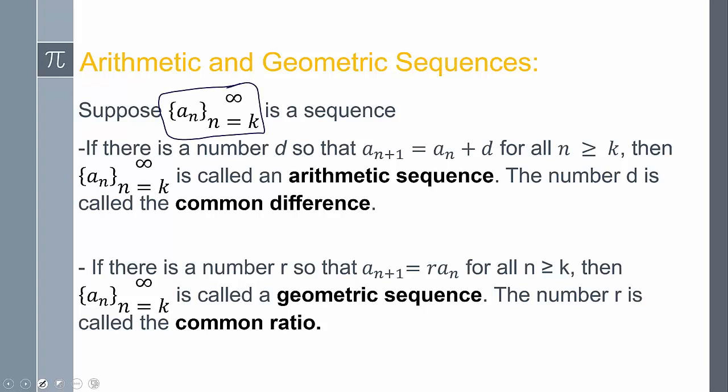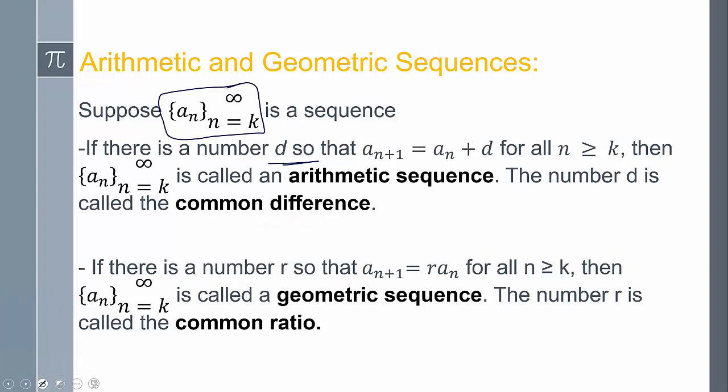So we're just saying that that symbology is going to be the sequence, and we're defining it as that sequence. For the arithmetic, it says if there is a number d that, in our sequence, whatever my term is, I'm adding or subtracting, because d could be positive or negative, a number every single time, then we call it an arithmetic sequence. And we call that value d the common difference, d for difference.